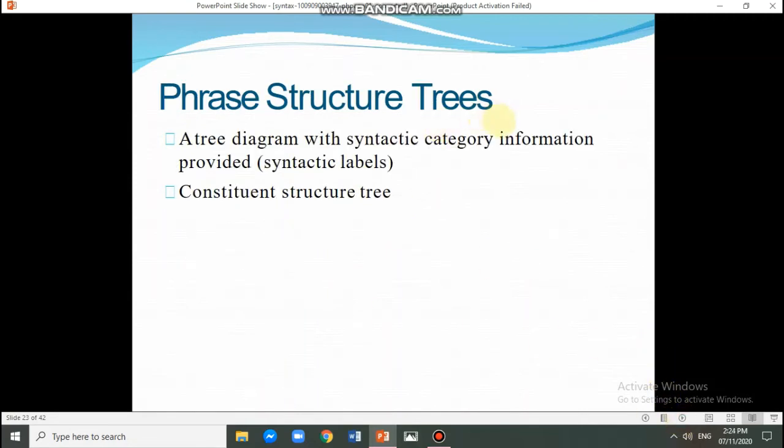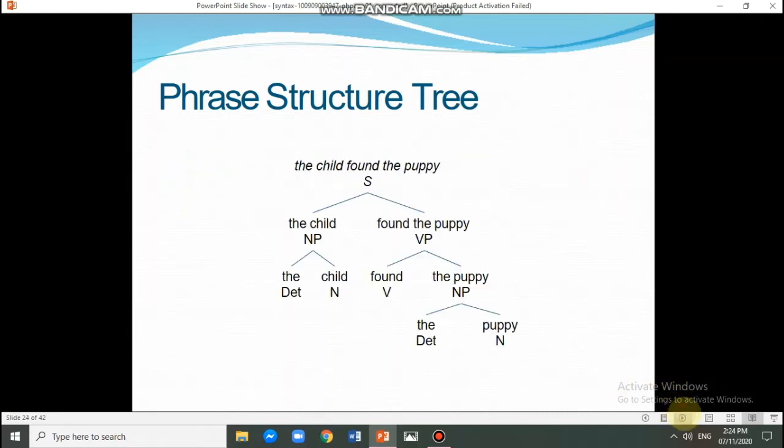So the phrase structure trees, or a tree diagram with syntactic category information, is provided with syntactic labels. For example, we have the tree diagram here, and our sentence, or the root, is the child found the puppy. If you are going to have this in a tree diagram, we label this as a sentence. Then we extend here and divide this into two. Always remember that the sentence consists of a noun phrase and a verb phrase. The noun phrase here is the child.